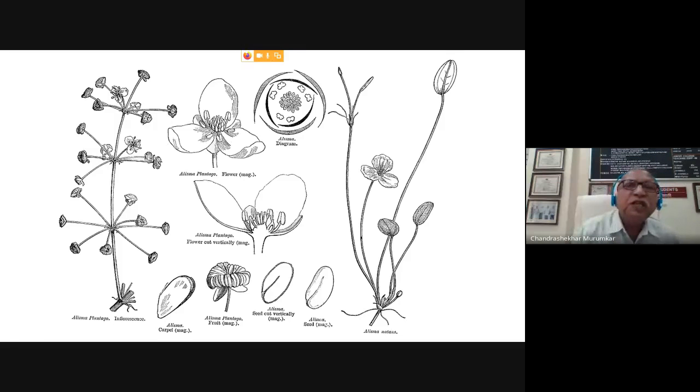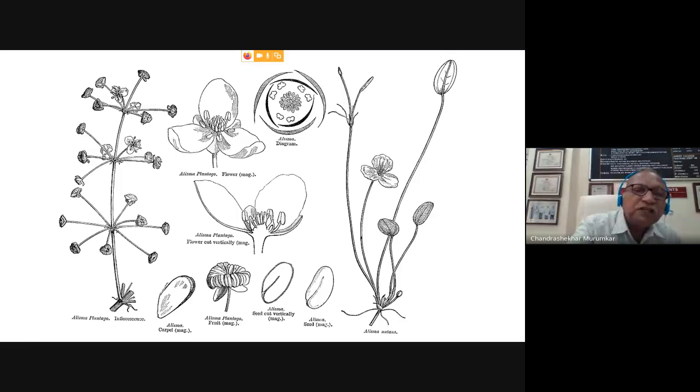Then at the center, you can see the Alisma plantago, a flower which is showing in an LS form. Again, it is showing at the bottom, at the center. You can see a flower which is showing the calyx, corolla, and androecium with the short style, short filament, and the dithecous stigmas, which are extrorse in position.